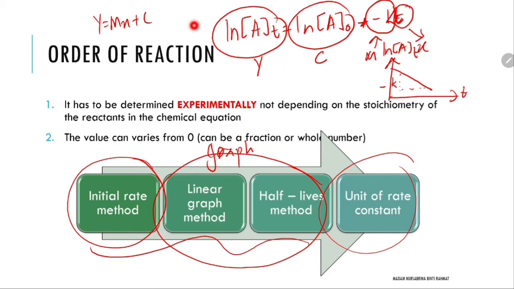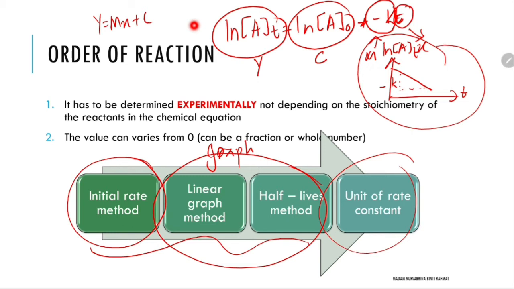So with the linear graph method, you need to refer to the integrated rate law formula to know what should be the y-axis and what should be the x-axis, and what kind of graph to expect. Based on the data we obtain, the concentration after several different times, if we plot that graph and get a straight line, that means the reaction is first order with respect to that reactant.